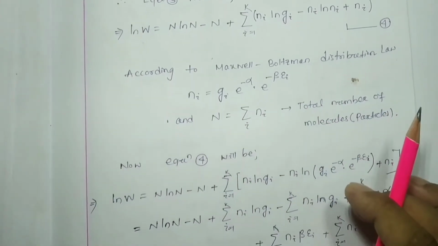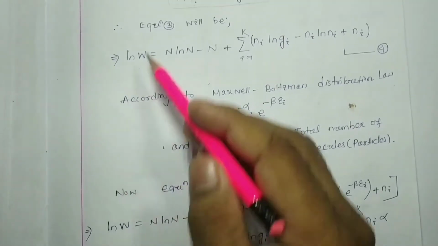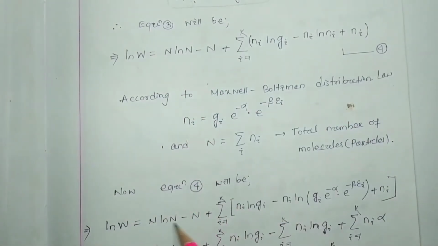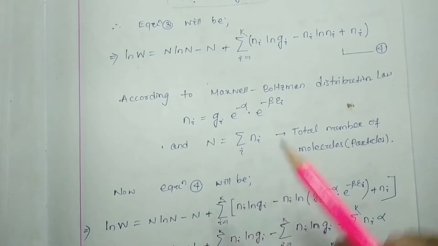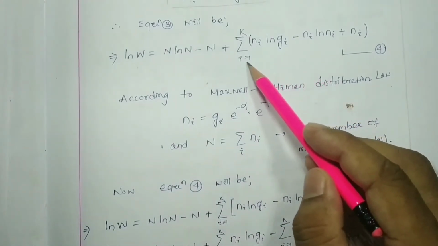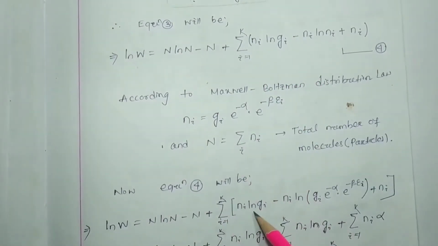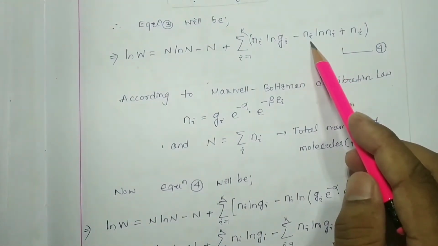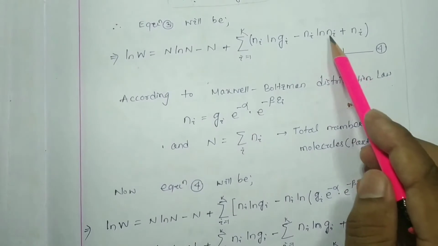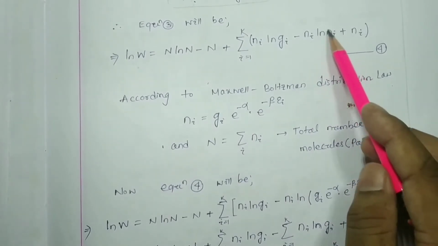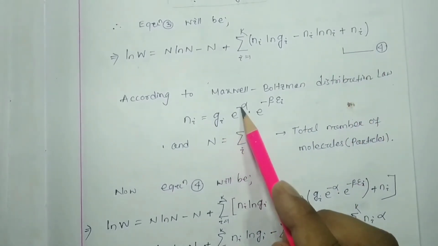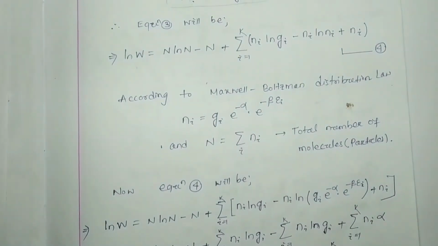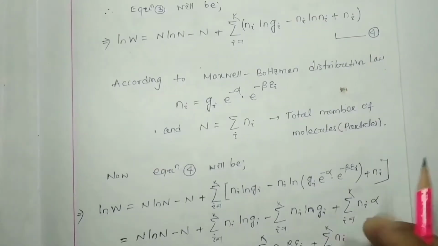What we are going to find, see ln w, left hand side as such I have written. So here n ln n, then summation over i equal to 1 to k ni ln gi. Here ni, here ni is going to be considered as gi e to the minus alpha into e to the minus beta epsilon i, and then ni.